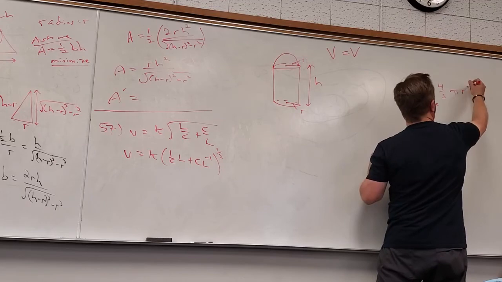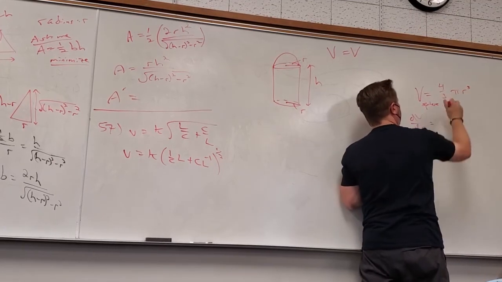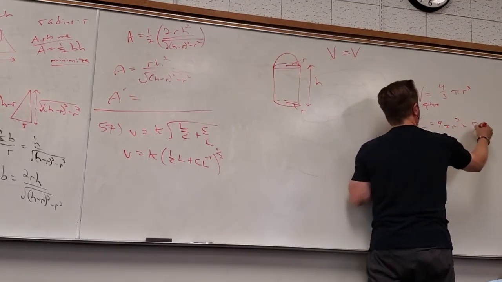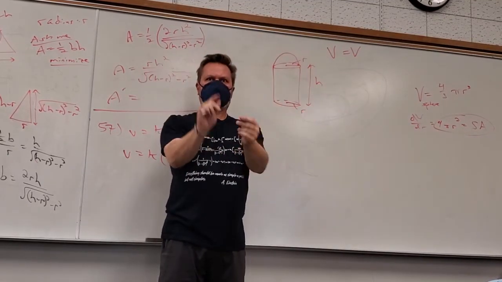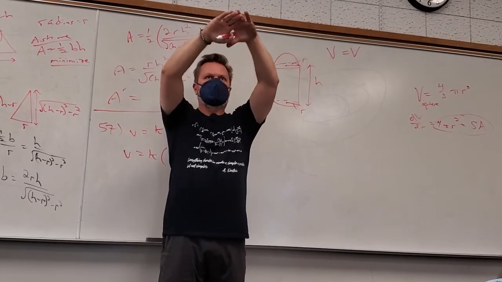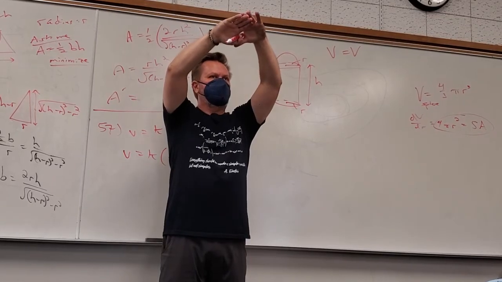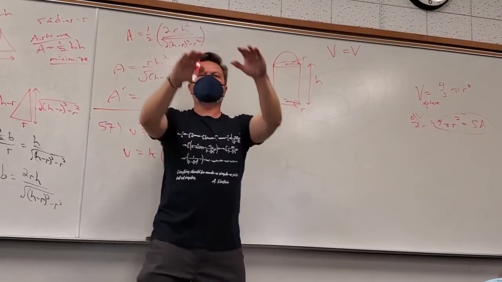4 pi r squared. Yes. 3 comes down, kills that one, 4 pi r squared. That is the surface area. If I have a sphere and I change the radius by a little bit, doesn't the volume change by the surface area? I always think about it real quick.